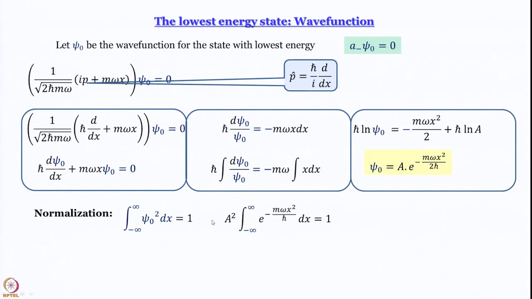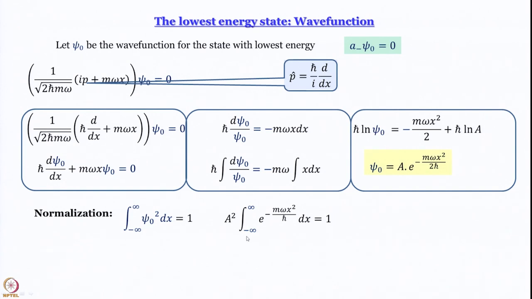So, A square is a constant, comes out of the integral sign, integral minus infinity to plus infinity e to the power minus m omega x square by h cross. Here we had e to the power minus m omega x square by 2 h cross. Take square of that, this 2 in the denominator would go, simple. So, e to the power minus m omega x square by h cross integrated for x equal to minus infinity to x equal to plus infinity, that should be equal to 1. Now, this minus infinity to plus infinity integral is a standard integral, the value is known, you can look up a compendium of standard integrals and you can find out what the value is.